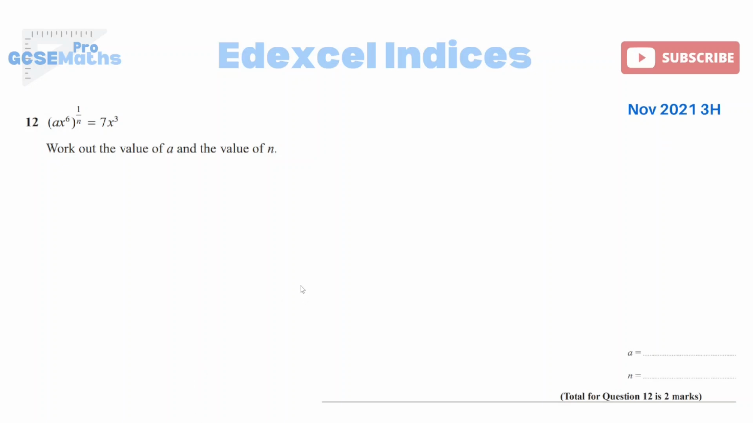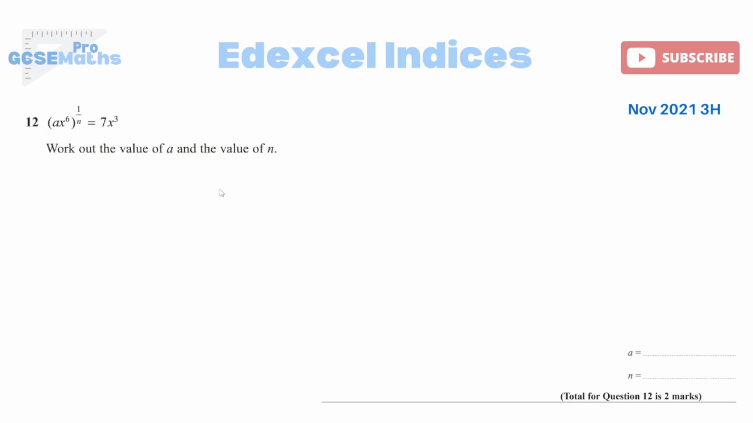So our first one is only question 12, but I feel like a lot of students don't necessarily know how to deal with it. We've been told that (ax^6) all to the power of 1 over n is equal to 7x cubed. Work out the value of a and the value of n.